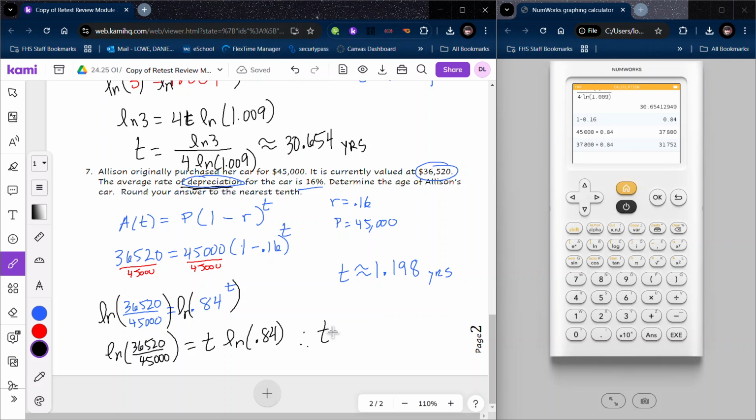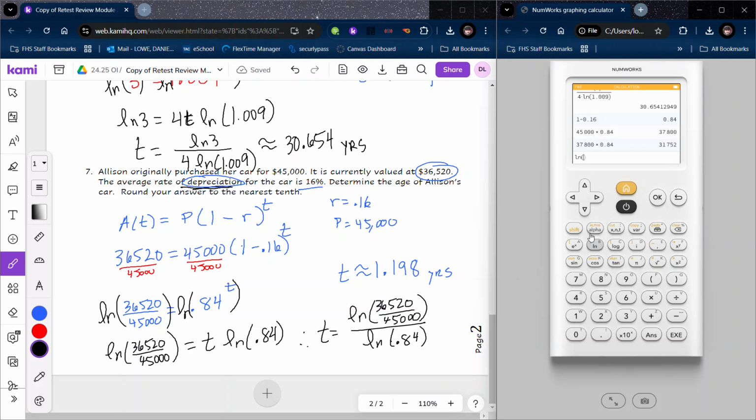So therefore, t is equal to the natural log of 36,520 divided by 45,000 all over the natural log of 0.84. All right, so let's go ahead and make that computation. Natural log of 36,520, make sure I have it correct, divided by 45,000. Close my parentheses, then divide by the natural log of 0.84. Close my parentheses, and I see that value set up the same.